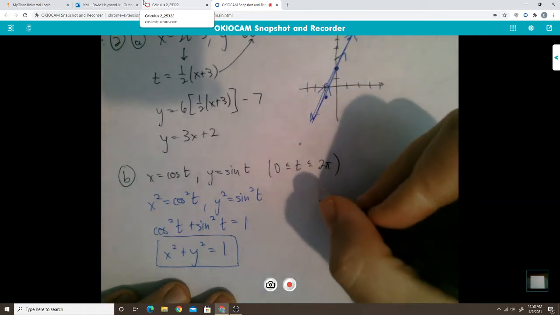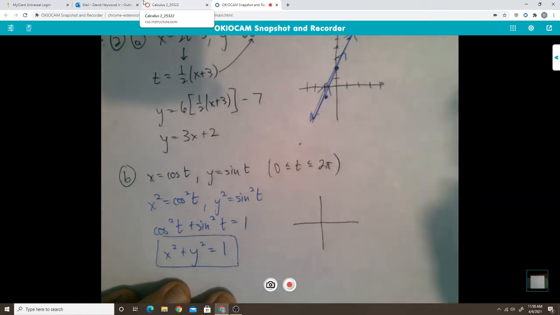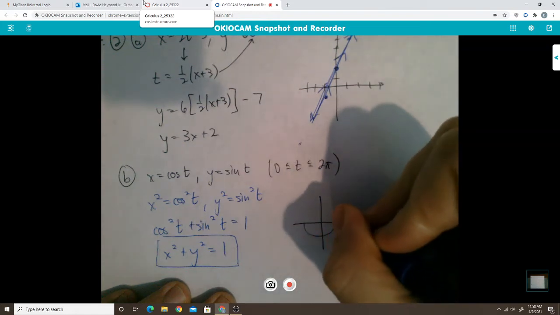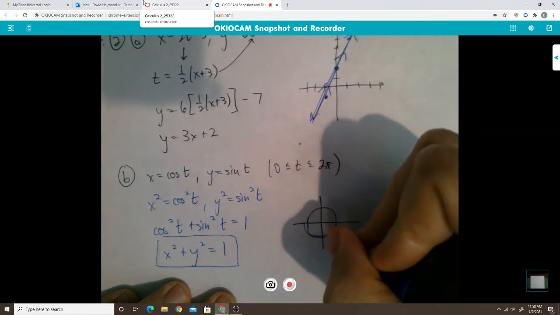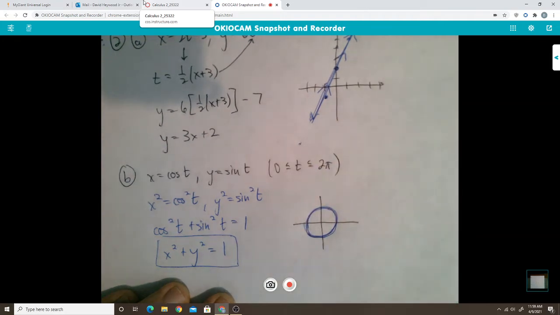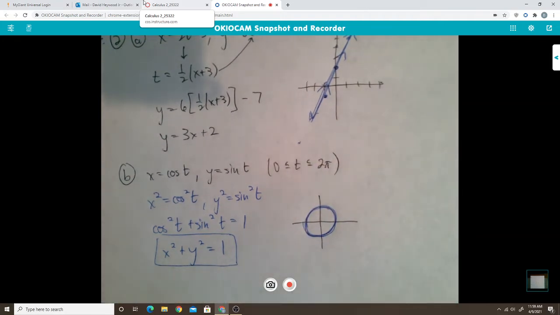Again, it's almost insulting to have to graph it. But, you know, there it is in all of its glory. Ooh, that was horrible. I need to work on drawing some circles. Anyway, but there it is.